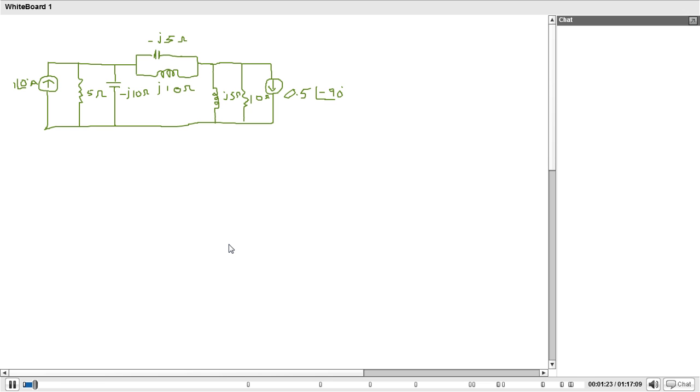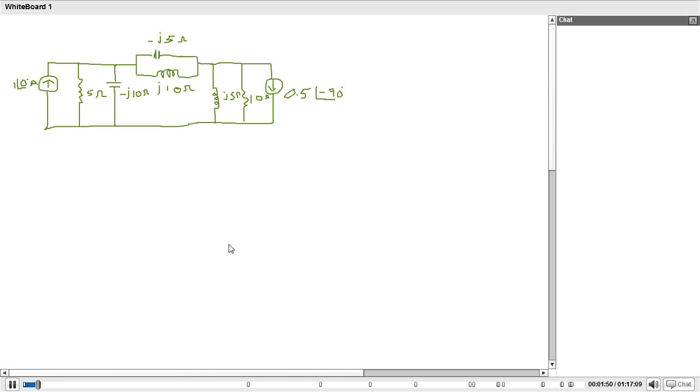So for this problem, all the elements are given in reactance. So by applying nodal analysis, you have to calculate the node voltages. So here, how many nodes are there by seeing the circuit, including the reference node? Can you tell me?